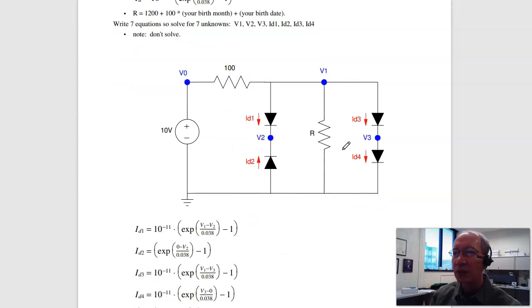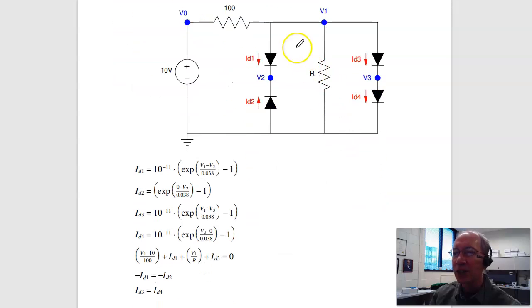And another one, same procedure. To start, write the voltage drop across the diode anode to cathode. For diode 1, it's V1 minus V2. Diode 2, 0 minus V2. Diode 3, anode to cathode, V1 minus V3. Diode 4, V3 minus 0.